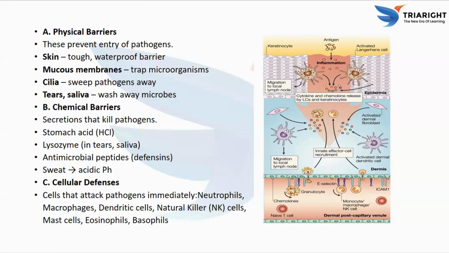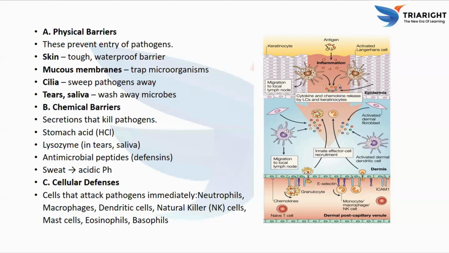Skin has natural oils and a slightly acidic pH, which further inhibit microbes. Then mucous membranes. What do mucous membranes do? They line the respiratory, digestive and reproductive tracts. They produce mucus. So what is the role of mucus over here? It traps dust, bacteria and viruses, nothing but microorganisms, right?